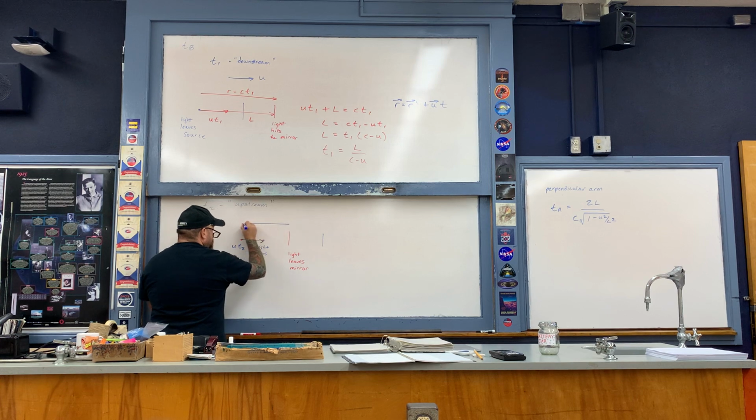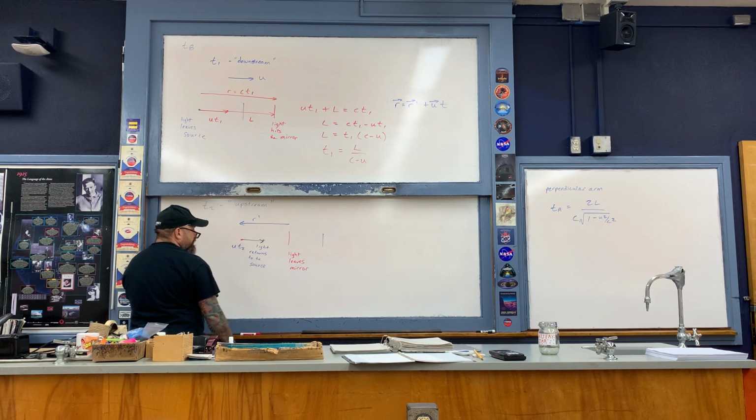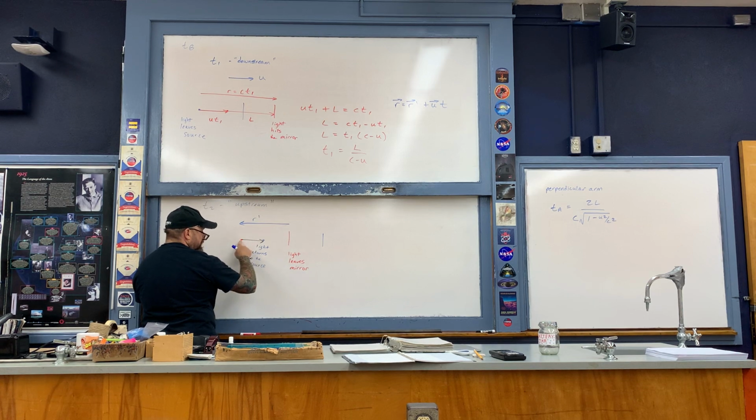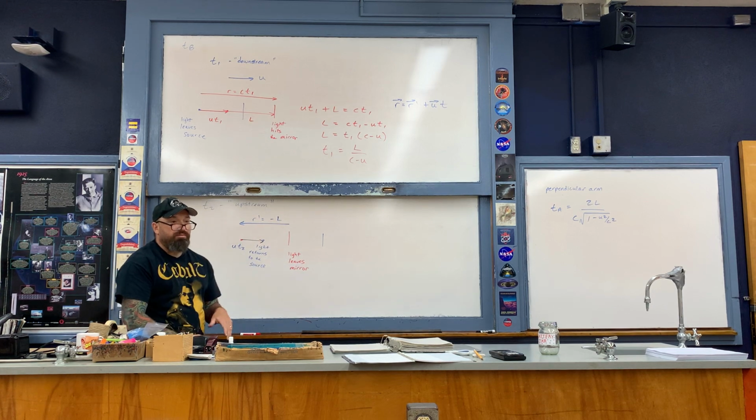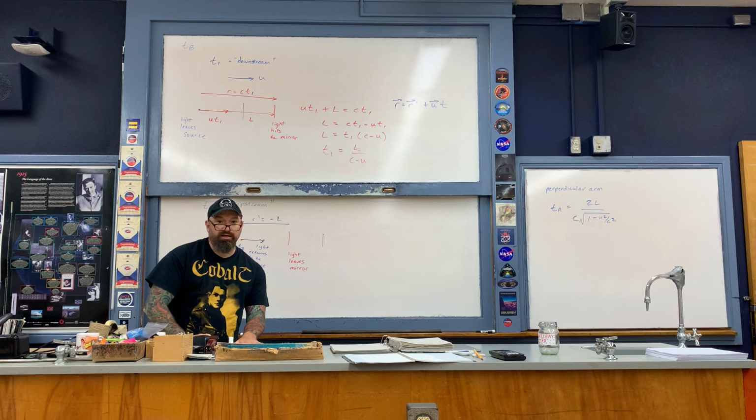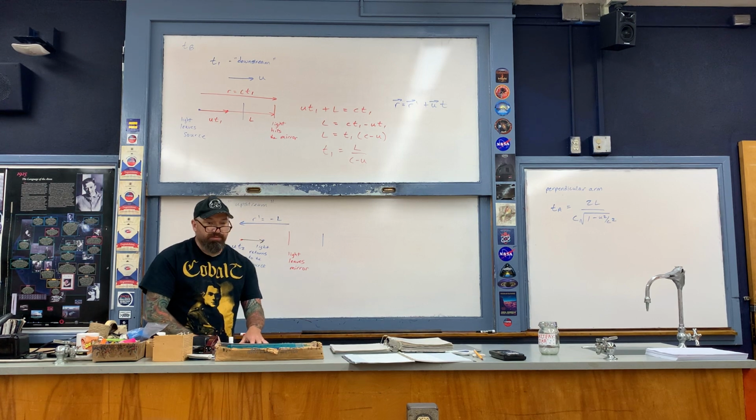Now relative to the interferometer, relative to the Earth, the light goes from here to here. So this right here is the R prime vector. Yes, it's the R prime vector. This is the position of the light relative to the Earth, relative to the interferometer. Once again, it's equal to the length of the interferometer arm L, but notice that it points to the left-hand side of the diagram, hence the negative sign.